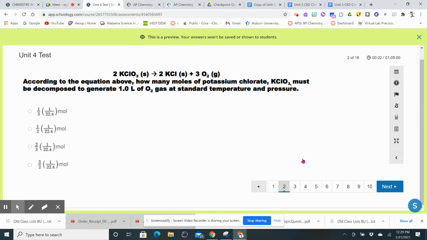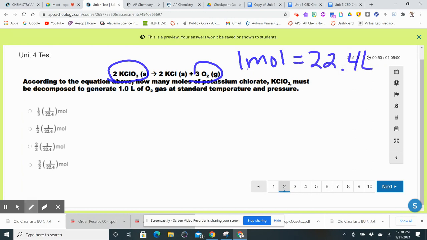According to the equation above, how many moles of potassium chlorate must decompose to generate 1 liter of O2? Okay. So 1 mole of a gas is 22.4 liters. Always.